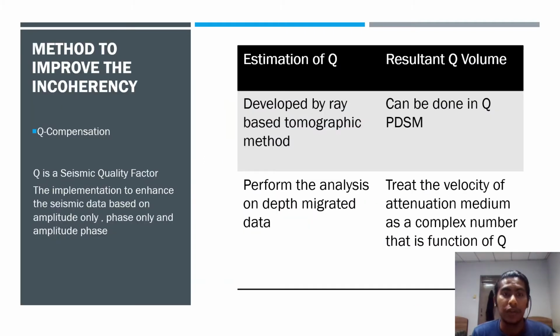So one of the methods to improve the incoherency is Q compensation, and Q is the seismic quality factor. The implementation enhances the seismic data based on amplitude only, phase only, and amplitude and phase. Complete Q compensation involves the estimation of Q and then using the resultant Q volume to correct the amplitude and phase effects. The estimation of Q is developed by wave-based tomographic method and performs the analysis on the migrated data, while the resultant Q volume can be done in QPSDM and treats the velocity of the attenuation medium as a complex number that is a function of Q.